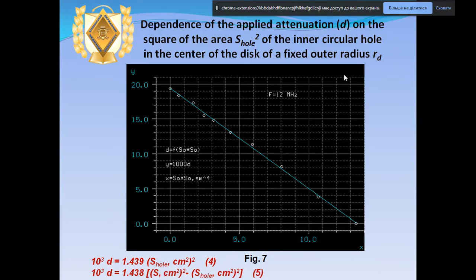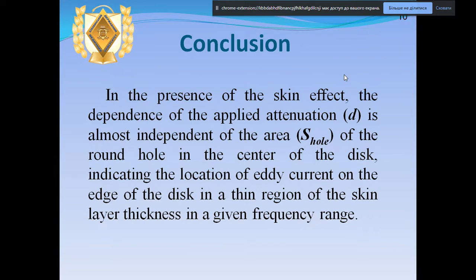Formula 5. From the last formula it follows that when cutting a round hole in the center of the disc, the distribution of eddy currents along the radius of the disc remains unchanged. In the presence of the skin effect, the dependence of the input attenuation is almost independent of the area of the round hole in the center of the disc, indicating the location of eddy current on the edge of the disc in a thin region of skin layer thickness in the given frequency range from 3.2 to 12 MHz.